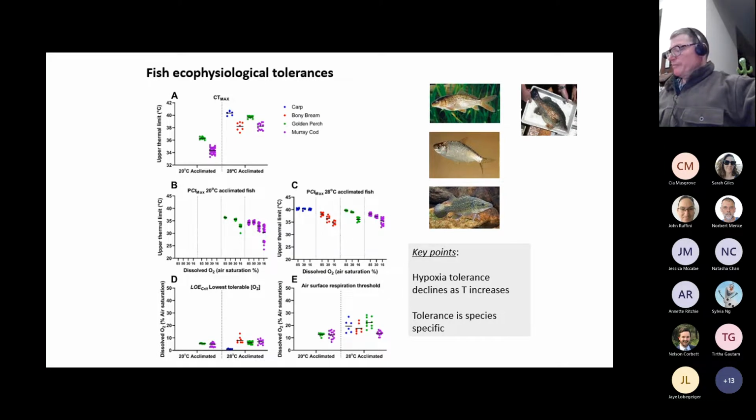So carp are very well suited to living in these harsh environments, which is possibly one of the reasons why they often dominate the biomass in our systems.